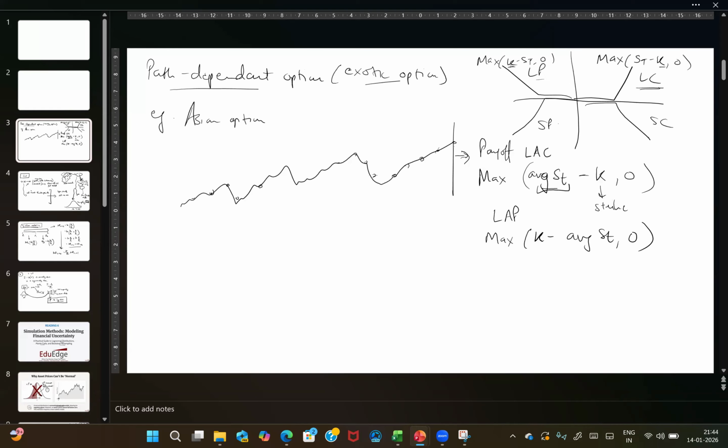So similar to that, we have payoffs of exotic options. Here we've taken the example of an Asian option, right? So this is how the payoff function looks like. Another example is look back option.